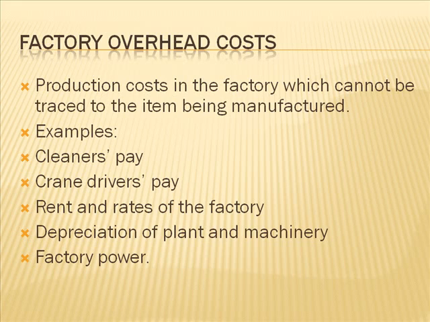Now we look at factory overhead costs or factory overhead expenses. These are production costs in the factory which cannot be traced to the item being manufactured. Examples of these are cleaners' pay, crane drivers' pay, rent and rates of the factory, the depreciation of plant and machinery, and factory power. These are examples of factory overhead costs.